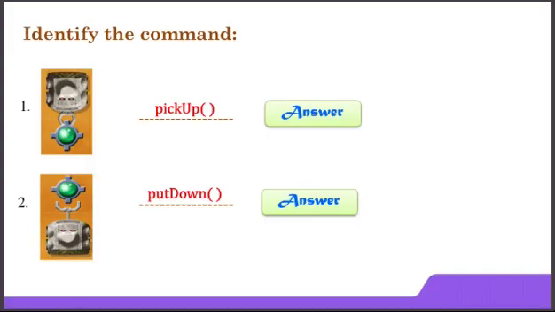The next one, identify the command. What is this? The robot picks up the beacon. So the answer is pick up. Then here, put down. So this is for put down. Right. Good children. Do the practice. Thank you.